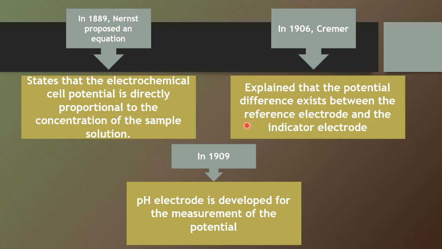And the two different electrodes are, one the reference electrode, the other the indicator electrode. The reference electrode is that electrode whose potential is known or constant. The indicator electrode is that whose potential varies according to the sample or analyte. In 1909, another type of electrode was discovered, that is the pH electrode. That is a type of glass membrane electrode, and the application of the pH glass electrode is the measurement of potential of the solution.